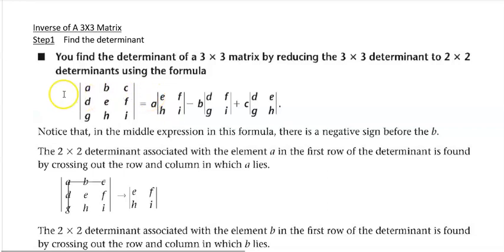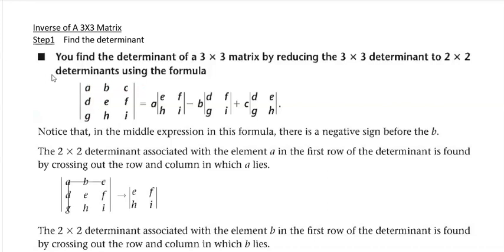Let's look at the one for A. Take your A and cross out the row and column containing the A, and what you're left with, you'll notice, is what is in this 2 by 2 determinant. So that's dead easy to get. So that's really how you want to do that.